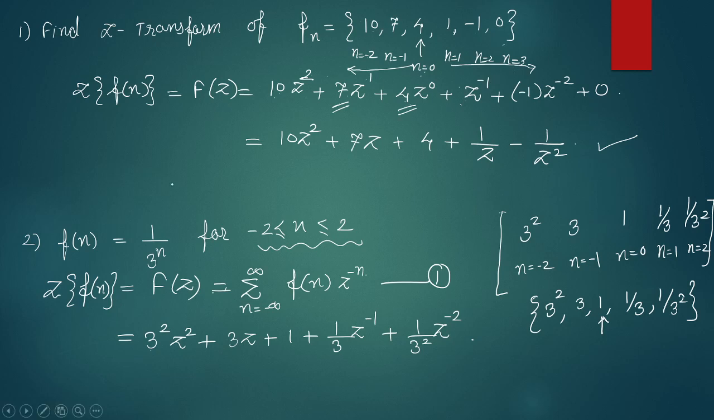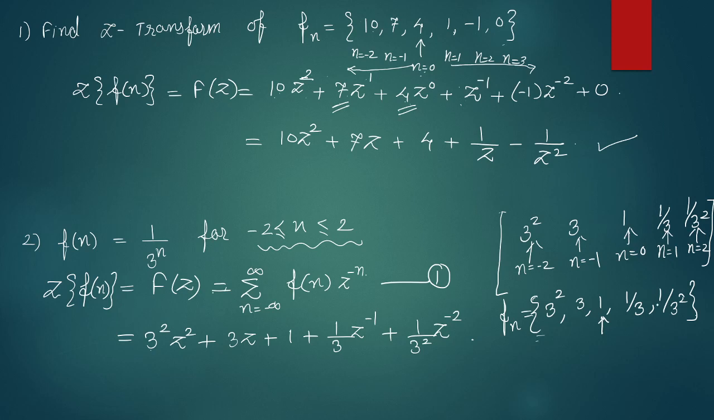In this way we write down the values and find out the Z transform of the sequence. Now secondly, we find out the Z transform of this general form, that means f of n equal to 1 upon 3 to the power n for the values of n from minus 2 to 2. We write down this sequence for f of n equal to these values. For n equal to minus 2, we get this value, n equal to minus 1, n equal to 0, n equal to 1 and n equal to 2.